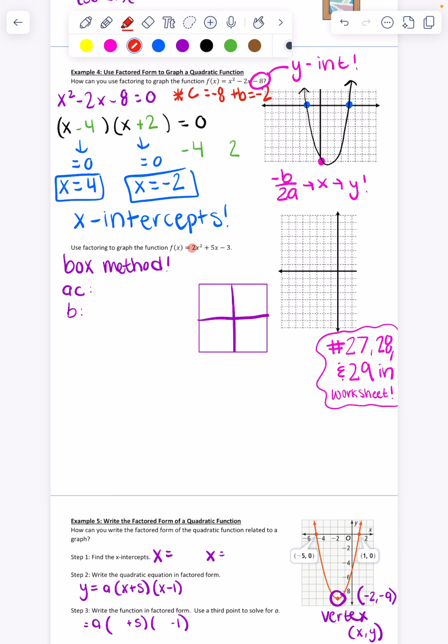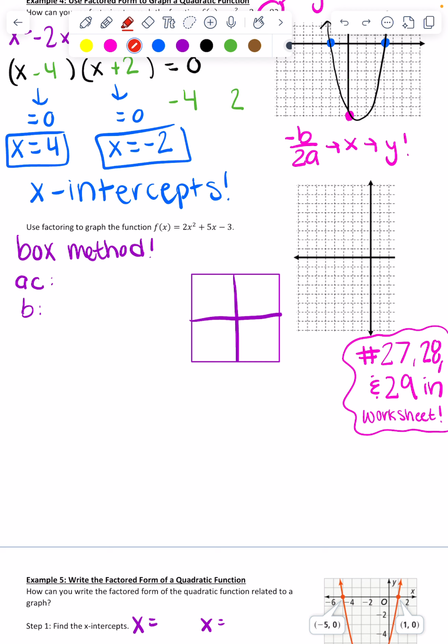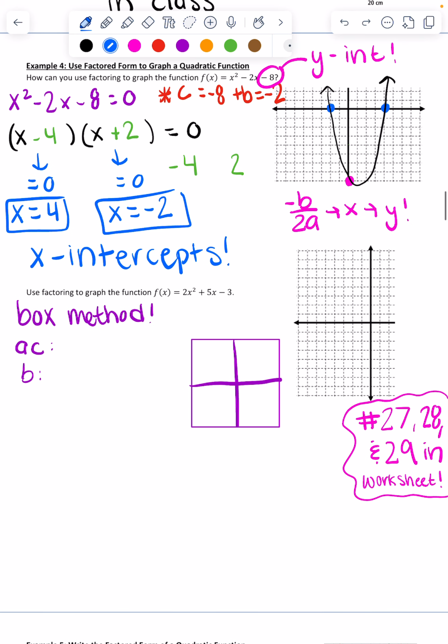Our a value. The a value is not 1 like it was before. And if our a value is not 1, we have to use either box method or grouping. I'm going to use grouping this time. You're more than welcome to use factoring. And our goal is still to get to this point here. We want to factor so that we can use our zero product property to solve.